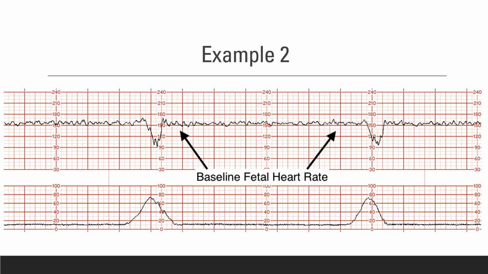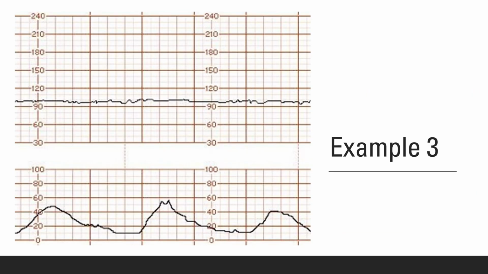Example number 2, here's another tracing where you see these little V-W-shaped dips. These are called decelerations, and we're going to go into that later also. There are different types of decelerations, but again, make sure you follow your steps when it comes to documenting your fetal heart rate tracing. And then here's another fetal tracing example. As you can see, this heart rate baseline is about 100 beats per minute.